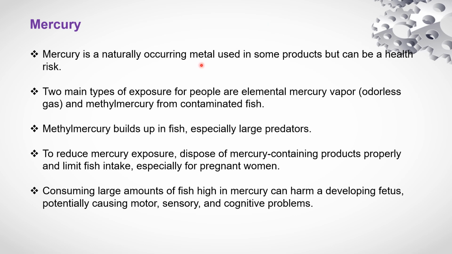Mercury is a naturally occurring metal used in some products but can be a health risk. Two main types of exposure for people are elemental mercury vapors, odorless gases, and methylmercury from contaminated fish. Methylmercury actually builds up in fish, especially in the large predators. To reduce mercury exposure, dispose of mercury-containing products properly and limit fish intake, especially for pregnant ladies.